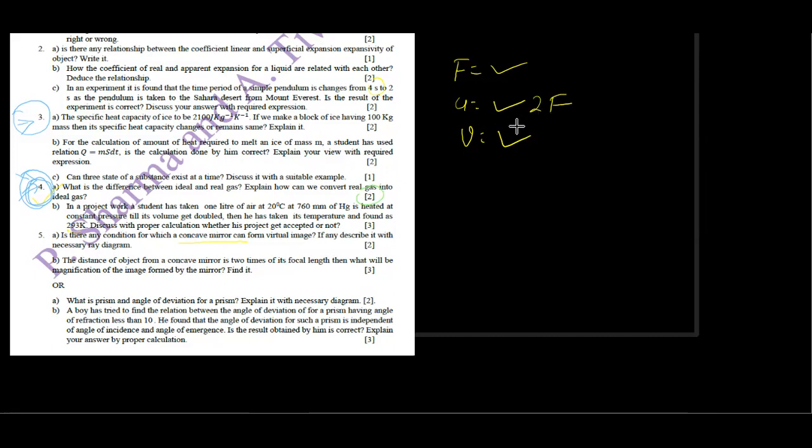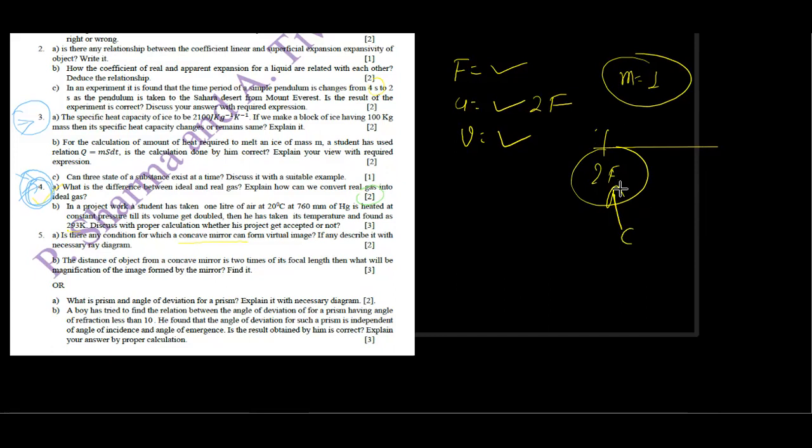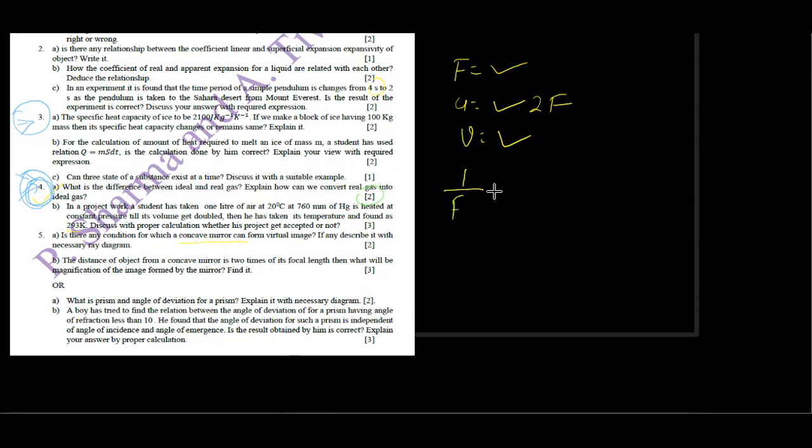Object distance is 2f, so we can easily say that the magnification must be equal to 1, because in this particular condition, if the object is placed at 2f, that is the center of curvature of the mirror, then the image will form at the same point. That's why the magnification will be 1. But here we are not asked to write the logical answer, so we have to show it by calculation. First you have to use the mirror formula, 1 by f, this is 1 by 2f. We have to find out v first.